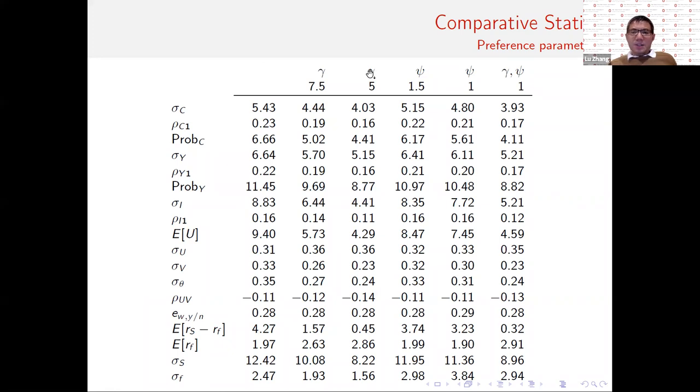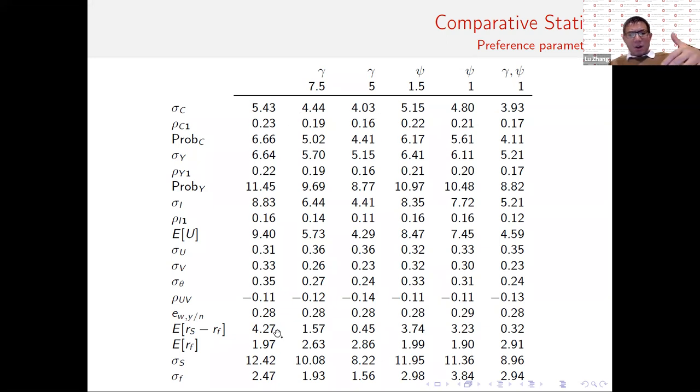So if we reduce gamma from 10 to 7.5 and further to 5, consumption volatility drops from 5.4 to 4. Output volatility drops as well. And consumption disaster probability drops from 6.7 to 4.4. As a result, equity premium drops, this is not surprising, we make the agent less risk averse. So it drops from 4.27 to 0.45.